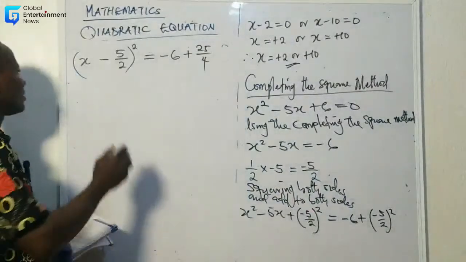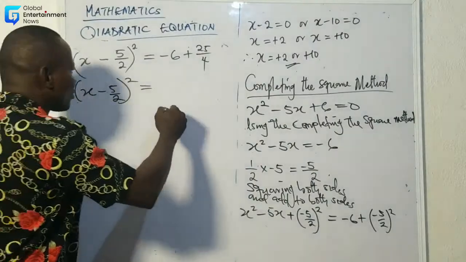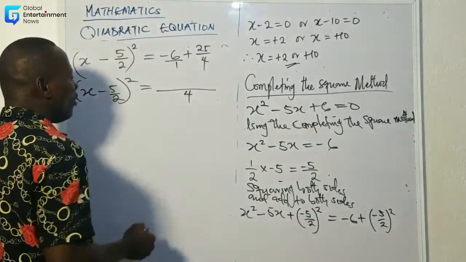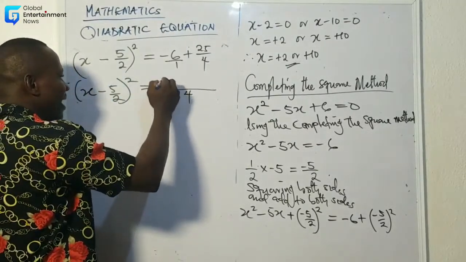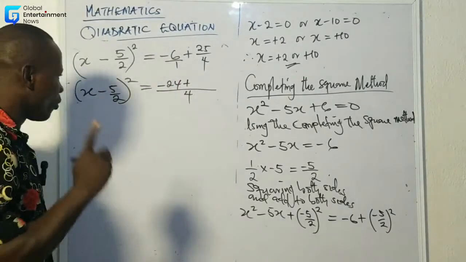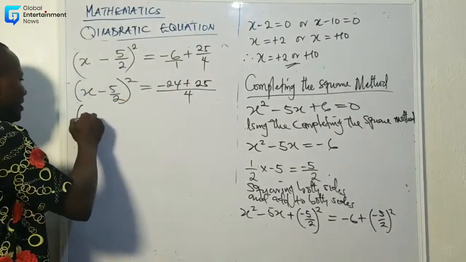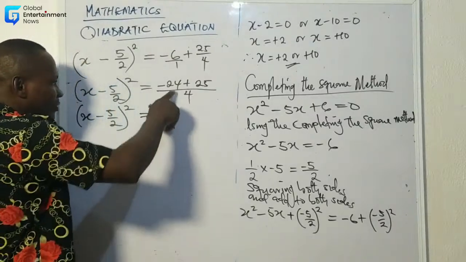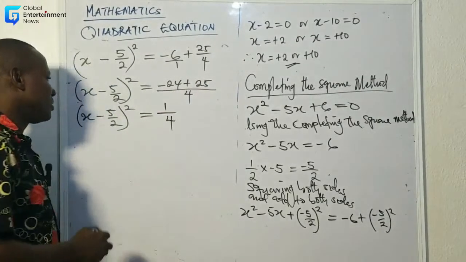We now say x minus 5 all over 2 all squared is equal to, what is the LCM? You know this one is all over 1. The LCM is 4. 4 times 6 is minus 24, you know we have minus there, then plus 4 in 4 is 1, 1 times 25 is 25. So what we have now is x minus 5 all over 2 all squared is equal to minus 24 plus 25, that is 1 all over 4.